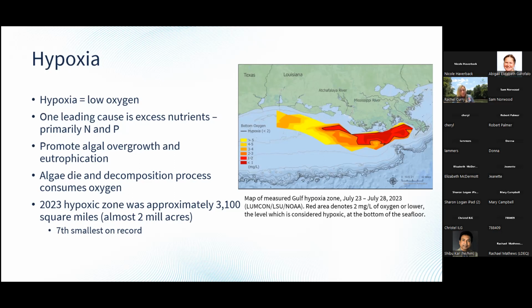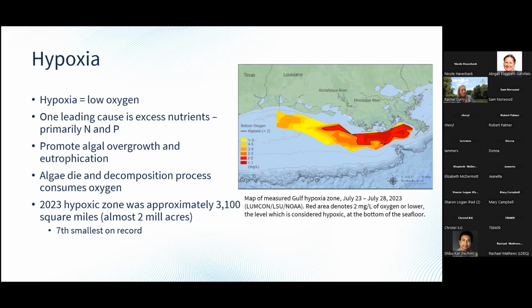The map on this slide is of the hypoxic zone in 2023. And there's the dark red outlined with black right here. And those are areas that contain less than 2 milligrams per liter of oxygen. And with that little oxygen in the water, marine species are unable to survive. So if they're not able to leave the area, they're going to suffocate.